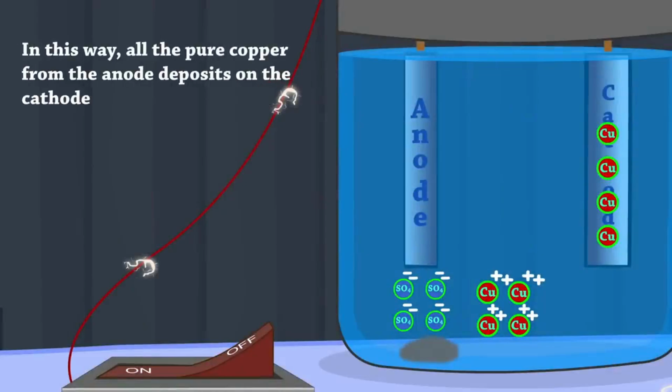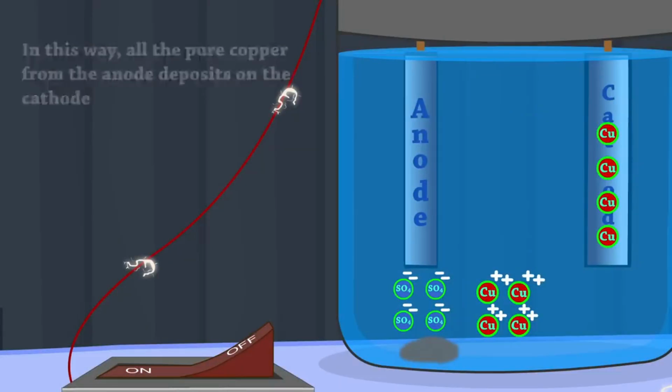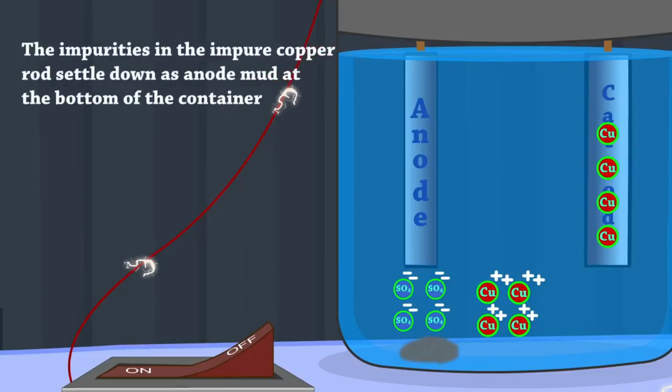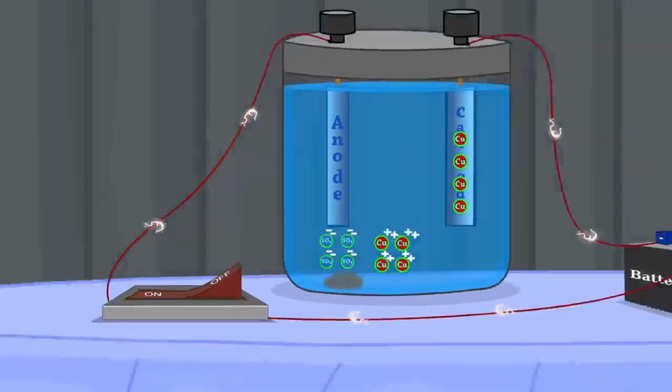So, here, all the pure copper from the anode is deposited on the cathode. The impurities in the impure copper settle down as anode mud at the bottom of the container.